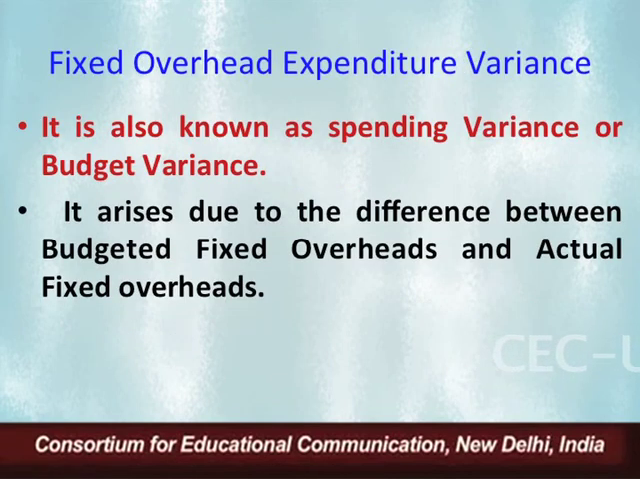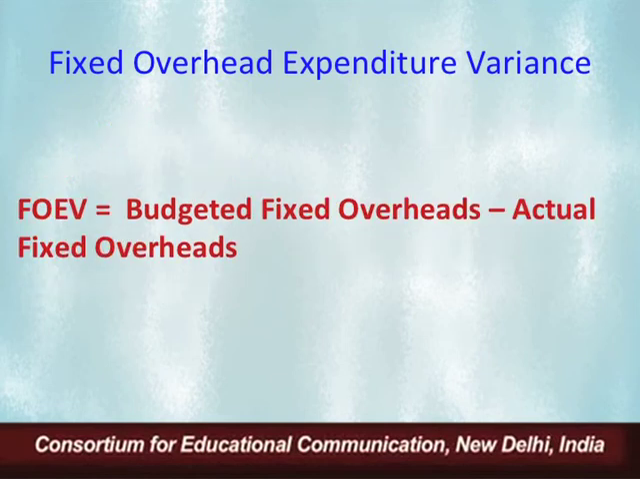Now what is fixed overhead expenditure variance? It is also known as spending variance or budget variance, and it arises due to the difference between the budgeted fixed overheads and actual fixed overheads. What is the formula for it? Fixed overhead expenditure variance is equal to budgeted fixed overheads minus actual fixed overheads.